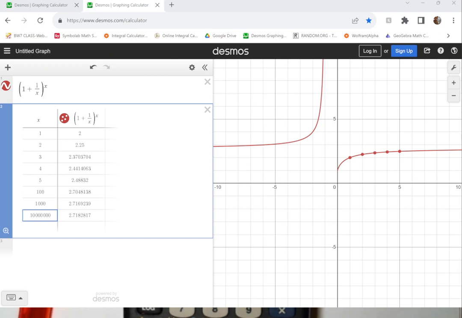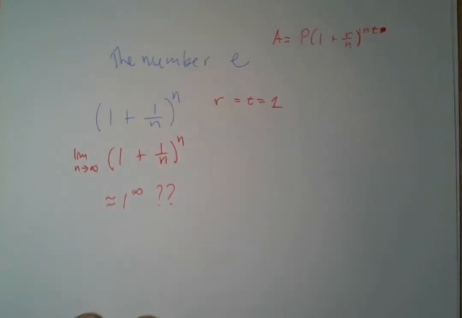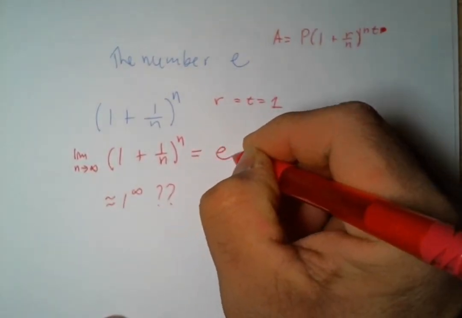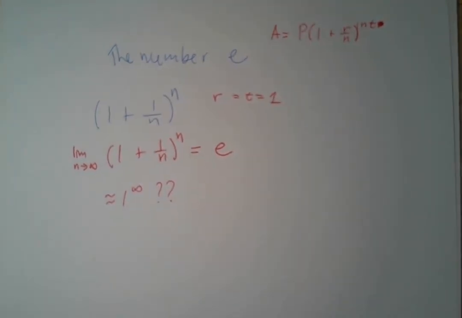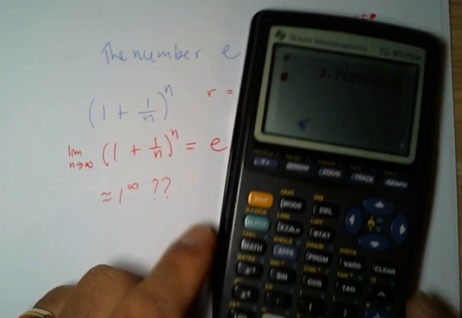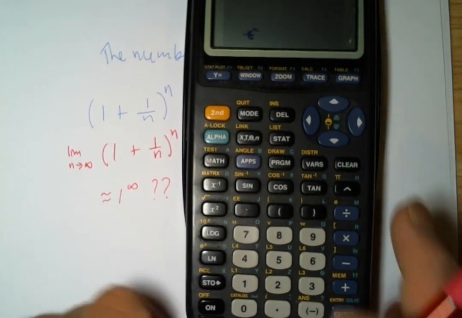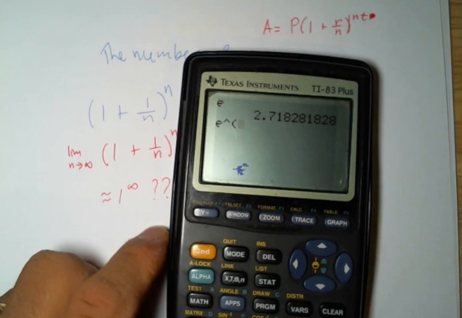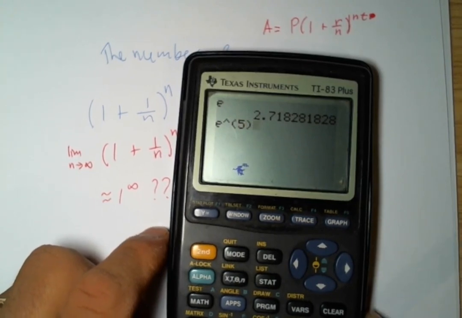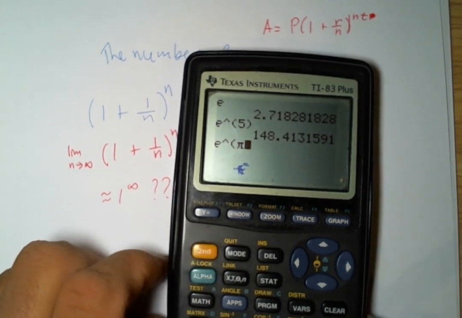So it turns out, hold on a second, let me get back to where I was here. As it turns out, this is equivalent to the number E. And the way you can evaluate E raised to any power, the calculator also has this E to the X one right above the natural log. So we can do second E to the X, and you can raise it to any power you like, 5, or you could raise it to the power of pi if you want.